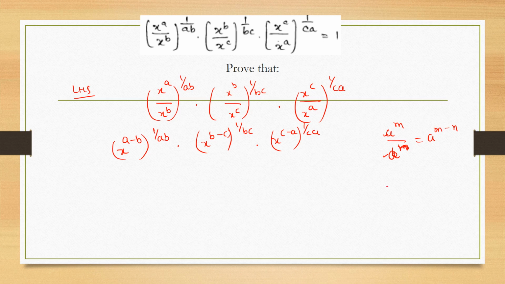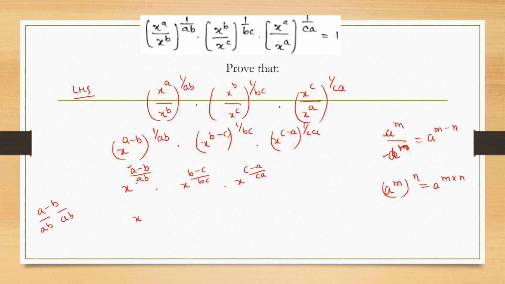Now another property is, if you have a power and that also has a power, then powers get multiplied. So it will be a minus b times 1, which is a minus b, divided by ab, right? b minus c by bc, c minus a by ca. Can I distribute the denominator? ab is with both of them. So if I have a minus b and ab in the denominator with both, it will be 1 by b minus 1 by a, right?